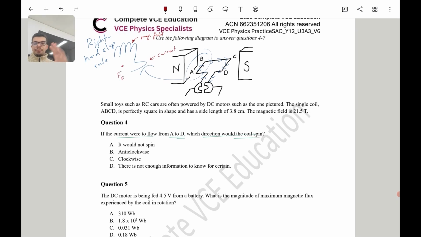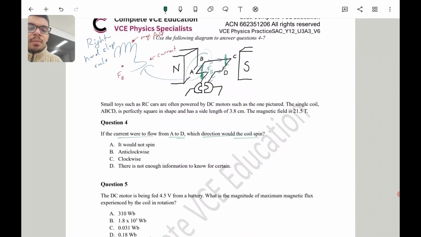So here, if we do this real quickly, I can take out my right hand, you guys can follow along. The thumb should be pointing into the page since current is going from A to B. Fingers should be to the right, and palm we can see is facing downwards. And therefore AB is getting pushed down. The magnetic force acting on it is downwards.